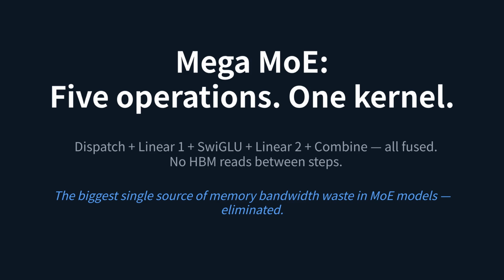Each step had to write intermediate results to high bandwidth memory and read them back. Mega MoE fuses all 5 into one single kernel. Data goes in, gets processed entirely inside GPU registers and shared memory, and results come out without ever touching slow external memory in between. This is kernel fusion taken to its extreme, and it eliminates the biggest source of hidden memory bandwidth waste in MoE models.